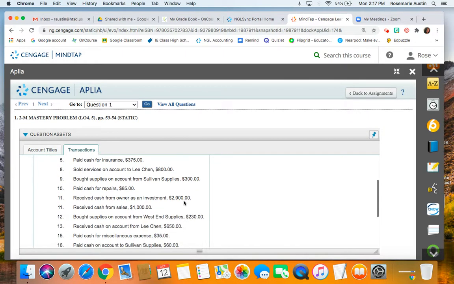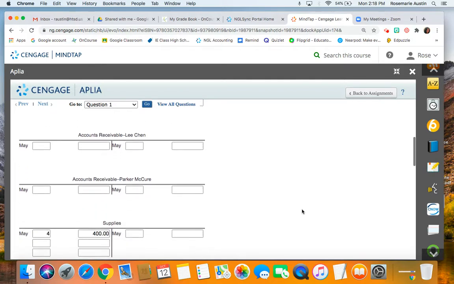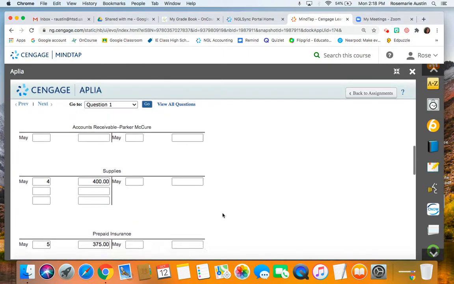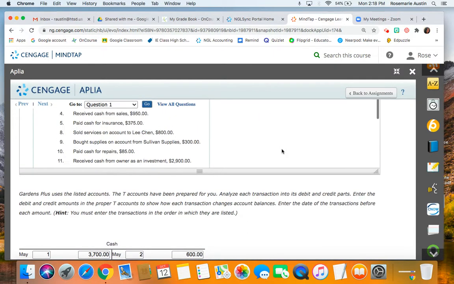So May 5th now is paid cash for insurance. So cash and insurance are two accounts. May 5th, you're paying out cash. So that means you are going to credit cash for $375 on May 5th. May 5th, $375 credit because cash is going down. So you just bought insurance. So insurance is an asset that increases on the debit side. So we're going to put May 5th here and $375 there. That's a debit. So here's your debit part of that transaction. May 5th, $375 to insurance. May 5th, $375 credit to the cash account. Those two go together.